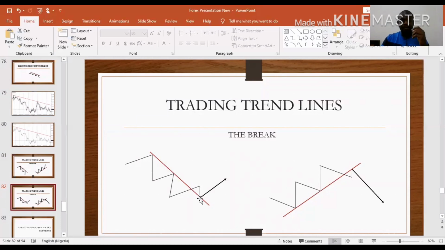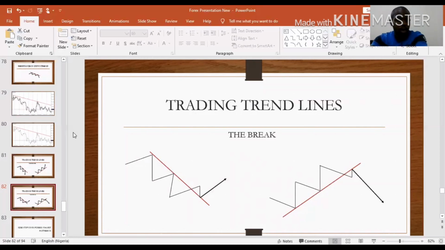Don't run after a trade. Don't say, because it has broken and you're not sure it will come back to retest, you just want to buy. What if you buy and then it decides to come back for that retest? You might lose your money. So do not run after a trade. Always have a perfect setup and have a mindset of no setup, no trade. If there's no setup, you don't have to trade.